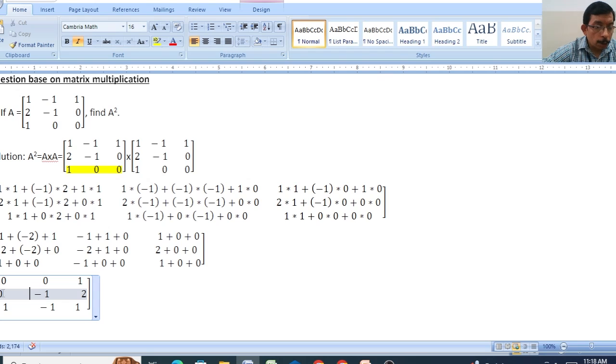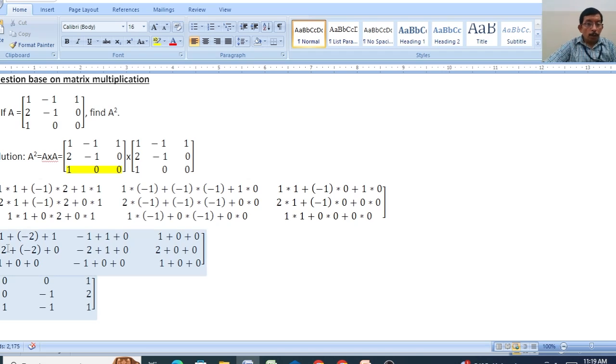This is the multiplication. Minus 1. This is the value of A square. Clear, everyone?